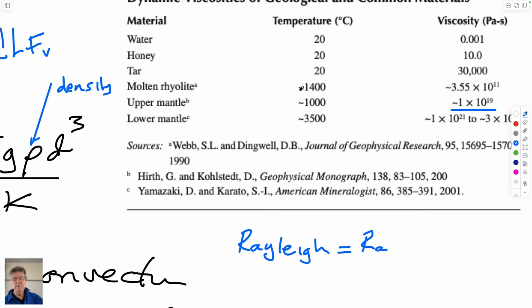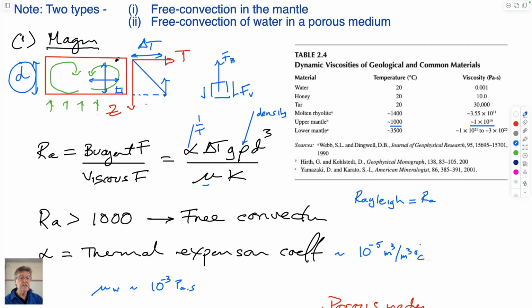So this would be what's sitting right underneath the plates at 1,000 degrees centigrade. If this was the crust here, then this would be 1,000 degrees centigrade, and the lower mantle at the base would be 3,500. These are in degrees centigrade, so they're only off by 273 if you move to degrees Kelvin.